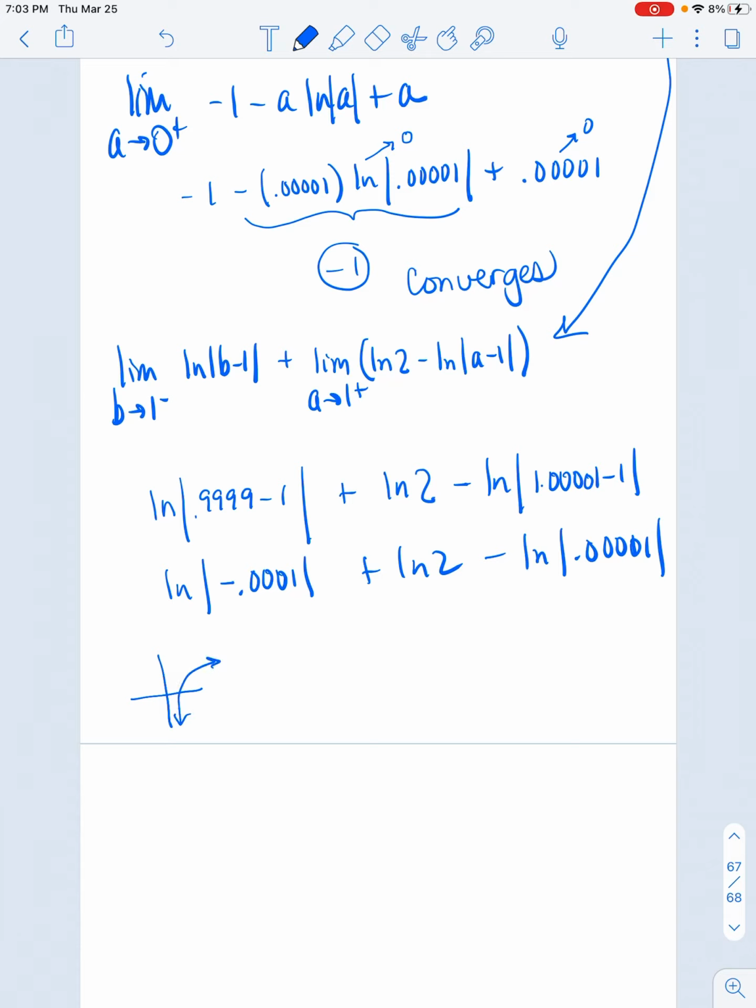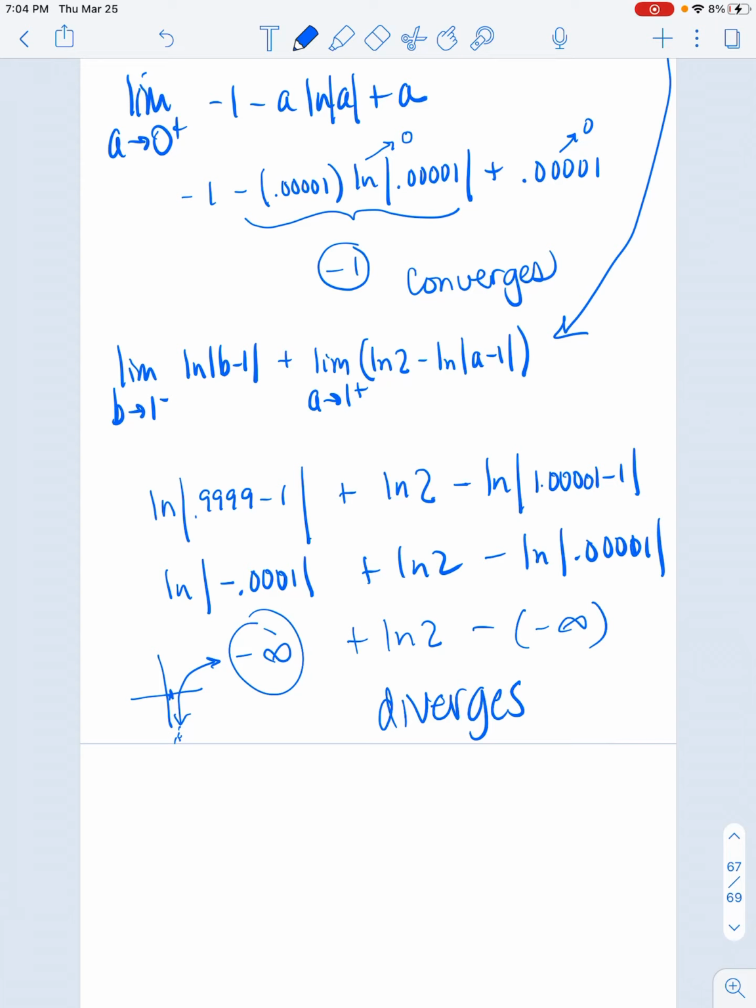What ends up happening, remember what your ln is. It looks like this. If I put a value in here, my answer is going to be way to negative infinity. And if I put an answer in here, again, it's going to negative infinity. Now, if any of your answers are negative infinity in the real number system, so if you get negative infinity here or here, this thing diverges.